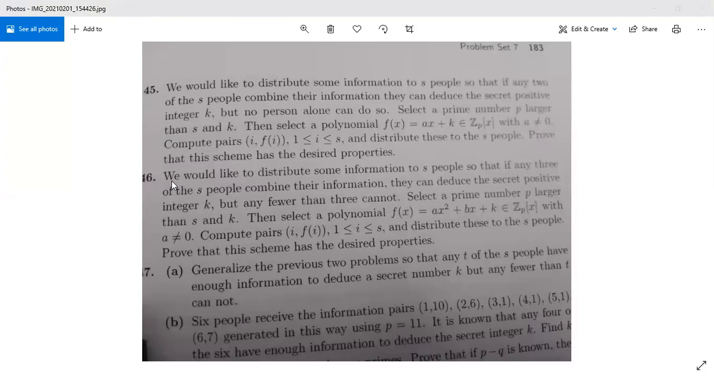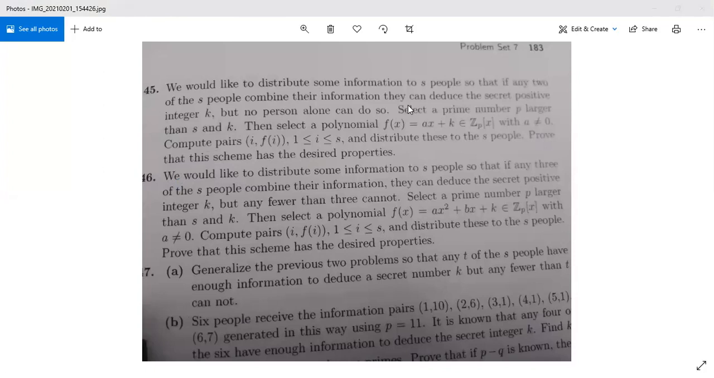Hello, welcome back. In this segment, we will continue to talk about secret sharing. In the previous segment, we talked about sharing a secret among n people, and if any two of them are available, we can reconstruct the secret. In this segment, we will extend it to another constraint.